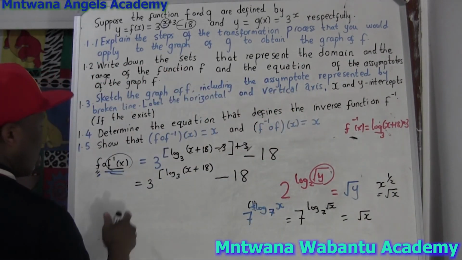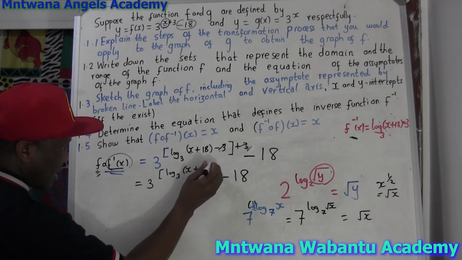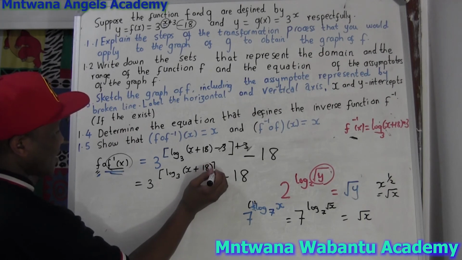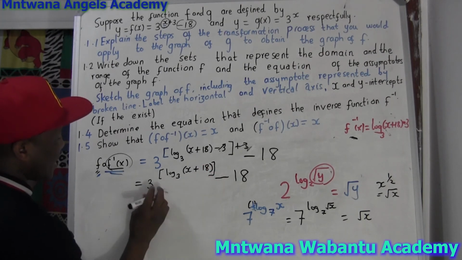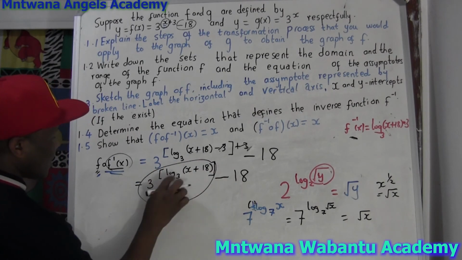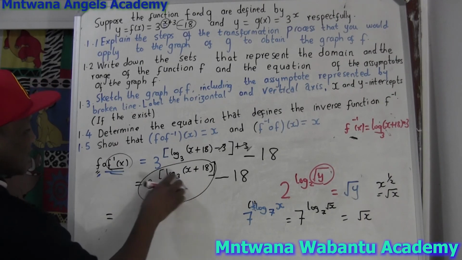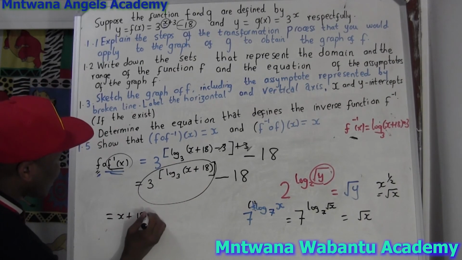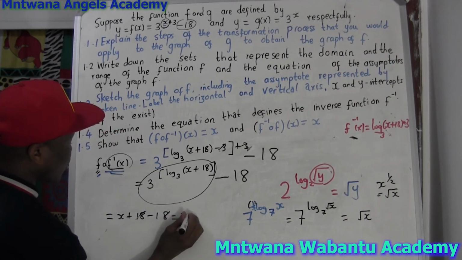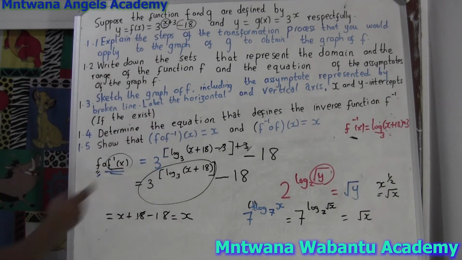So now if I come here, 3, 3, whatever is in here is our answer. This should be like this, minus 18. So it's 3 to the power of that. This is going to give us this answer here because 3, 3. So it's going to be x plus 18, but we have minus 18. This and this cancel because plus 18 minus 18, so equal to x. Oh, so this equals x. Yes, we have proved it.